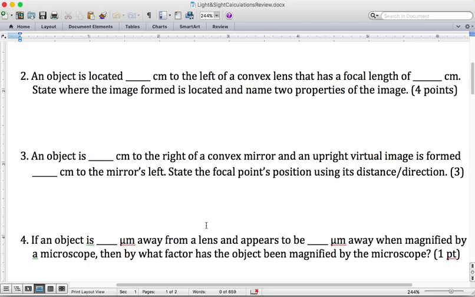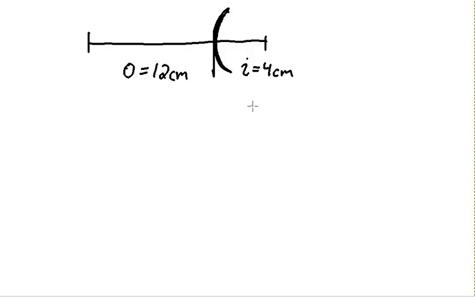So what we want to know here is the focal point's position. So where do the light rays appear to converge from? The thing here is that an upright virtual image is formed. Now if you're told that a virtual image is formed, that right there tells you that I is negative. So we need to jump back here and change this. I is 4 centimeters, but it's 4 centimeters in the negative direction. Now you should note, last time we were dealing with lenses, and when it was on the opposite side, it was positive. This time when you're dealing with mirrors, if I is on the opposite side, it's negative.